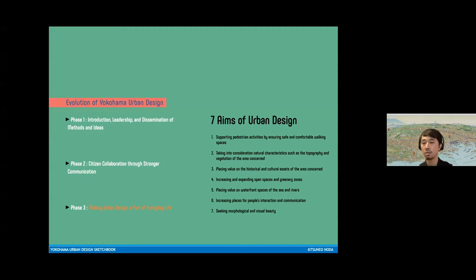On the right-hand side of this slide, you can see seven aims of urban design. This was created during the period of phase one by the Design Bureau. These seven aims still are valid, but in addition to that, we have quality and value related items to show that design is not only for the specialists, but rather design is a process that should have the engagement of non-specialists to enrich the entire design.